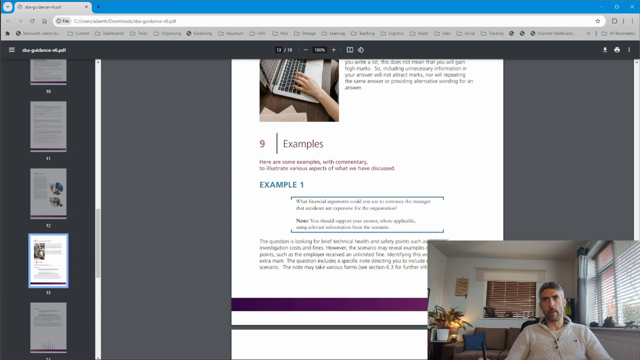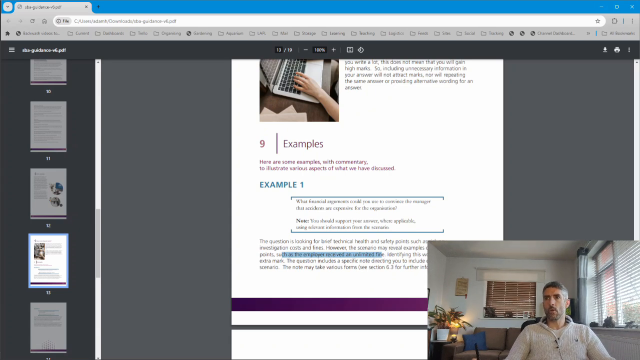Will just saying sick pay get you the mark? I do think that it's worth expanding on it a little bit, and I'll explain how to do that as part of this video. However, the scenario may reveal examples of these theoretical points, such as the employer received an unlimited fine. Identifying this would merit an extra mark. The question includes a specific note directing you to include evidence from the scenario.